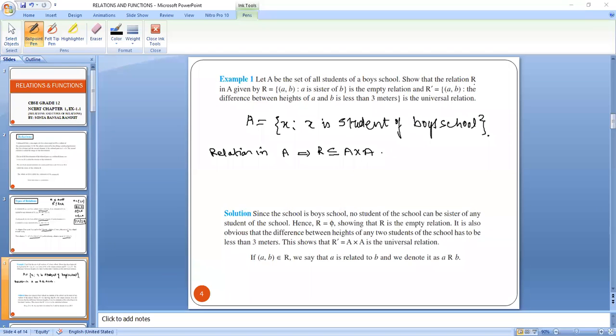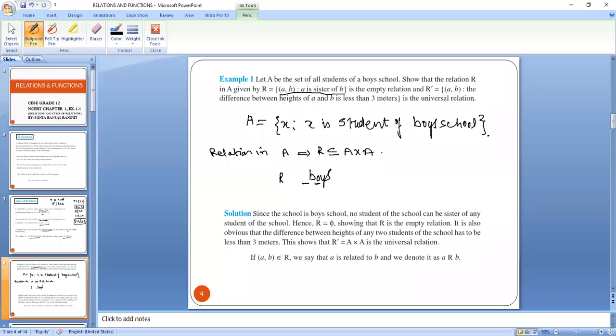Now we are given, show that the relation R in A, meaning relation R will be a subset of A cross A, is given by R is equal to {(a, b): a is a sister of b}. Now in relation R, whatever elements we will be having, all the elements will be boys only, right? Because A is having all the students from a boys school, but we are saying that R is equal to (a, b). The first element will be from the first A, the second element will be from the second A.